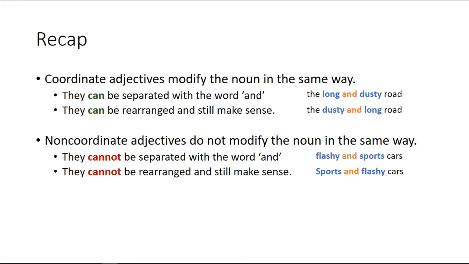So to recap, coordinate adjectives, these are the key ones. Those are the ones that we're going to be using with commas or the word and to separate them. Non-coordinate adjectives over here, those do not have commas in between. How do we recognize when we need a comma to separate the adjectives or not? Well, let's try to rearrange it or put the word and between them. If it sounds awkward or jarring, you know you don't need commas to separate them.